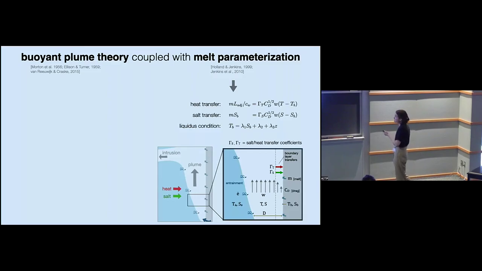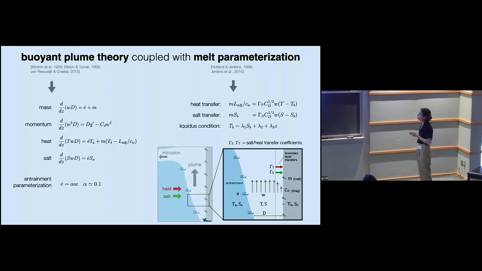And sometimes this is used on its own. If you think you know your near ice velocity, temperature, and salinity, then maybe this is all you need to estimate your melt rates. But most often, and particularly in tidewater glaciers, this is coupled to buoyant plume theory to help you estimate these near ice velocity, temperature, and salinity.